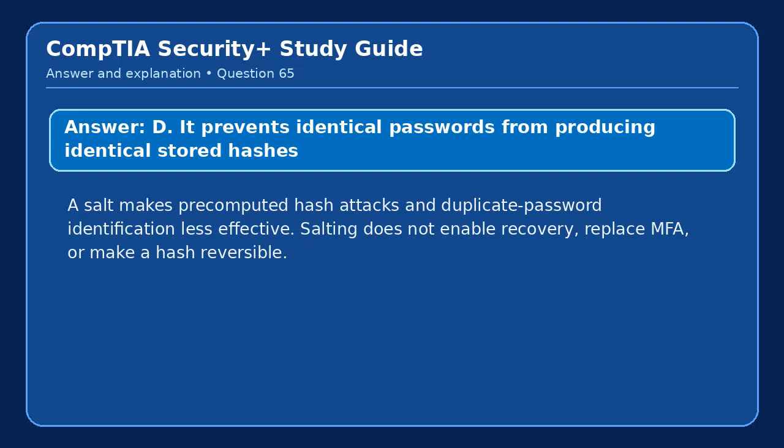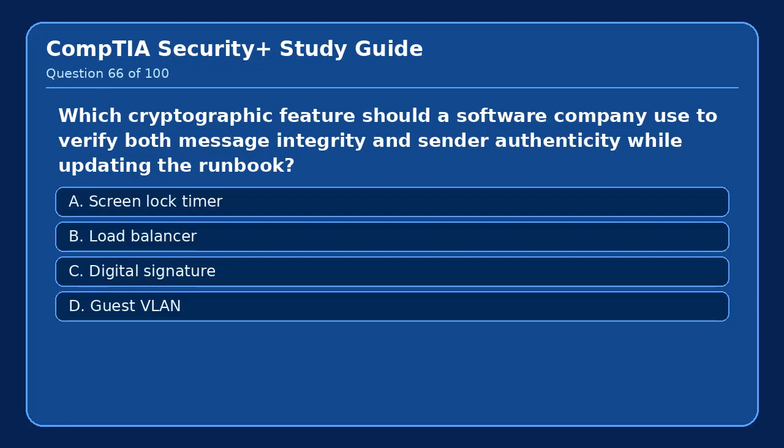Question 68. For a training screenshot at a distribution warehouse, which method hides sensitive fields while preserving the document format during a quarterly review? A. ARP spoofing. B. Data masking. C. Tailgating. D. Open relay configuration. Take a moment to choose your answer.